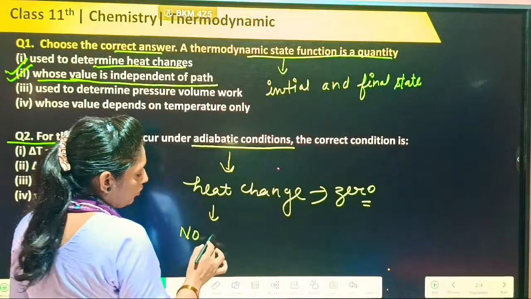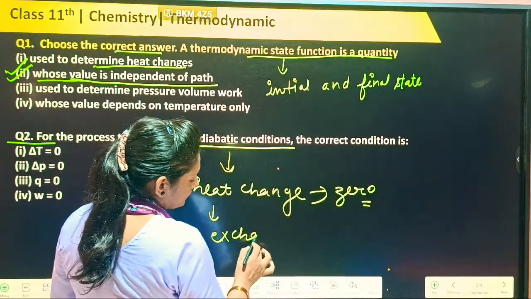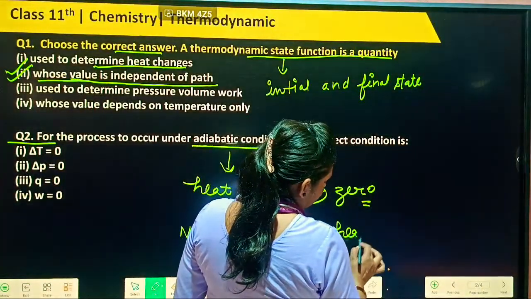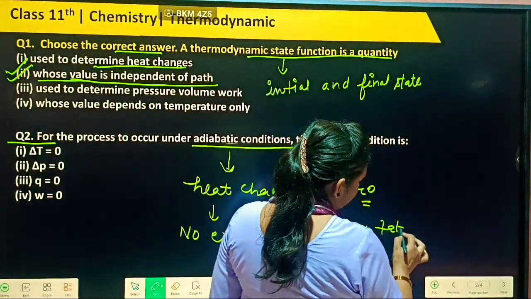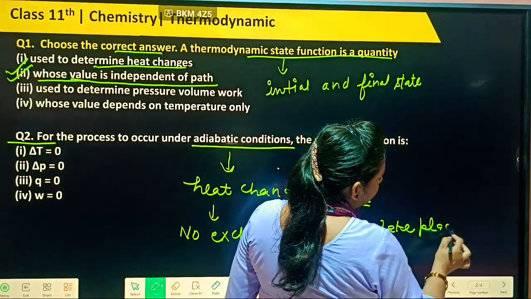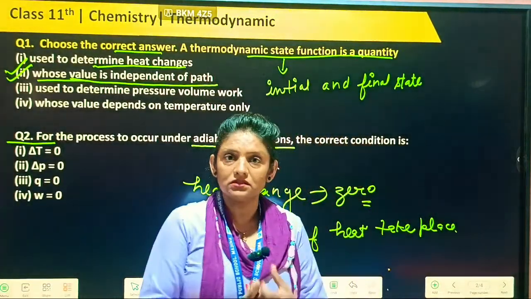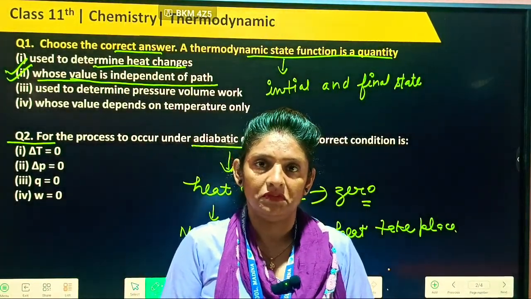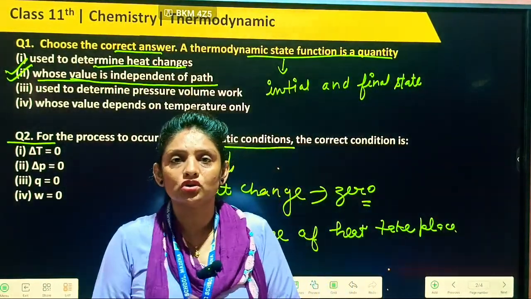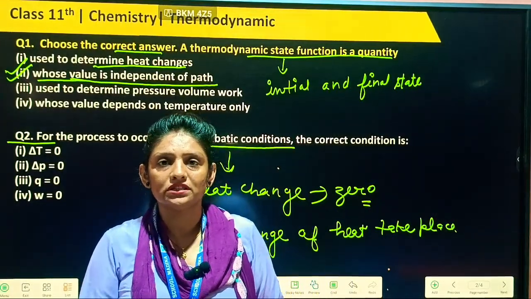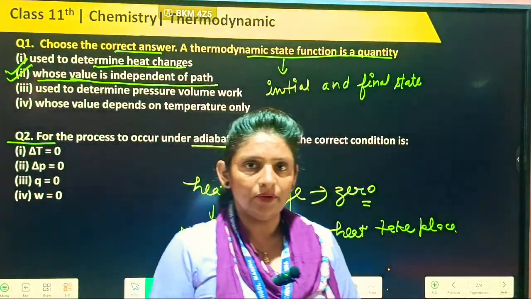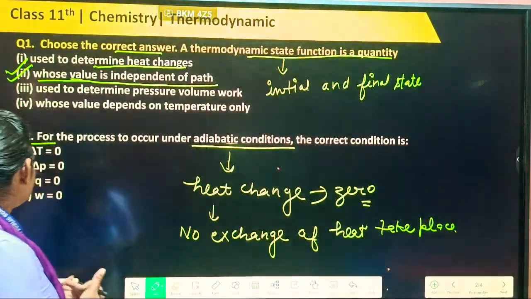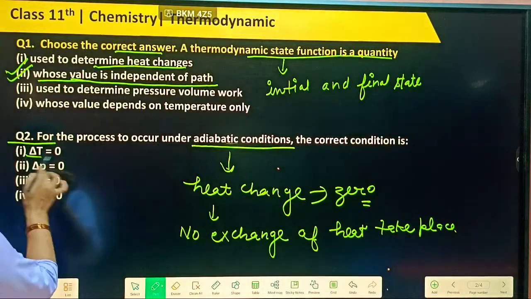means if no exchange of heat takes place, means neither heat is absorbed by the system nor heat is released by the system, means overall heat is constant, then the system is known as adiabatic. Okay, we can say here the change in heat will be 0. So see the options. Del T is 0?